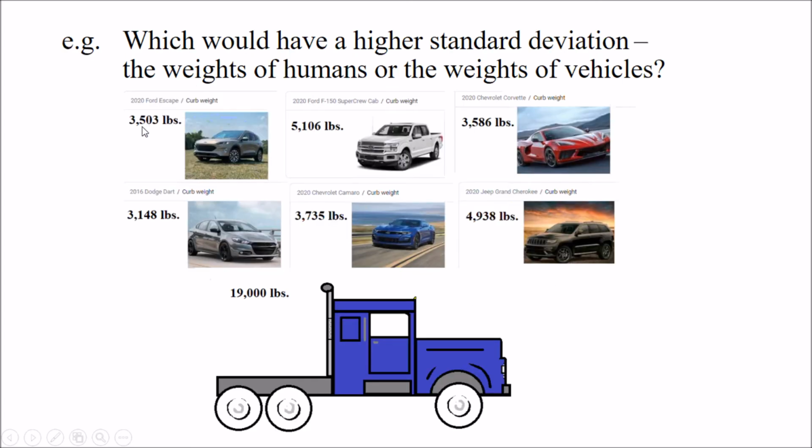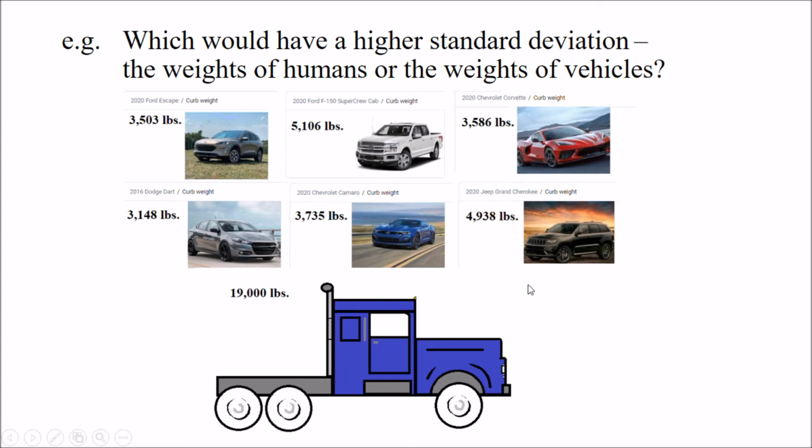A Ford Escape is about 3,500 pounds. A Ford F-150 is about 5,100 pounds. A Chevy Corvette is about 3,600 pounds. A Dodge Dart is about 3,148 pounds. A Camaro is about 3,700 pounds. A Jeep Grand Cherokee is about 4,900 pounds. And a big rig, a semi-truck, is about 19,000 pounds.